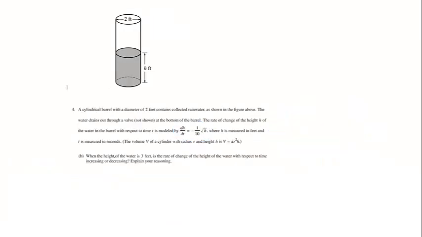Okay, part B, when the height of the water is 3, the rate of change of the height of the water with respect to time, is it increasing or decreasing? So first I'm going to put the height of the water is 3. Now this was one of those problems, is something increasing or decreasing? It says, is the rate of change of the height of the water increasing or decreasing? So it wants to know, is dh/dt increasing or decreasing?